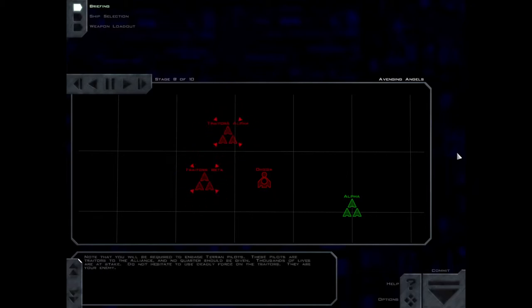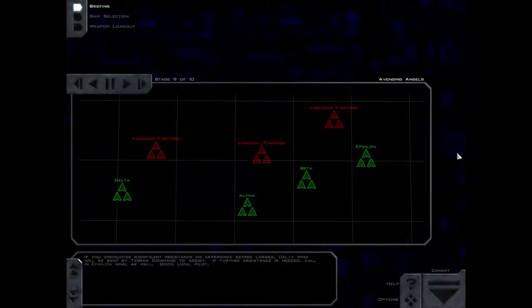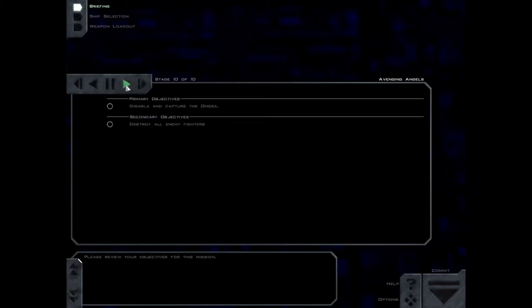Note that you will be required to engage Terran pilots. These pilots are traitors to the Alliance, and no quarter should be given. Thousands of lives are at stake. Do not hesitate to use deadly force on the traitors. They are your enemy. If you encounter significant resistance or experience severe losses, Delta Wing will be sent by Terran Command to assist. If further assistance is needed, call in Epsilon Wing as well. Good luck, pilot.